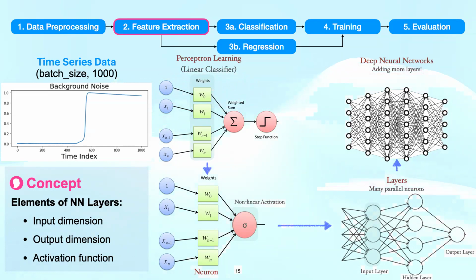So for the non-linear activation, I can understand the step function, either rejected or accepted. Can you give me an example for the non-linear activation? Okay, I'm going to talk about it later, actually.